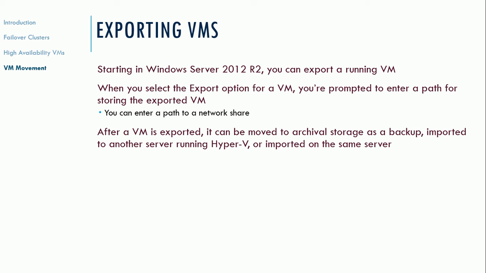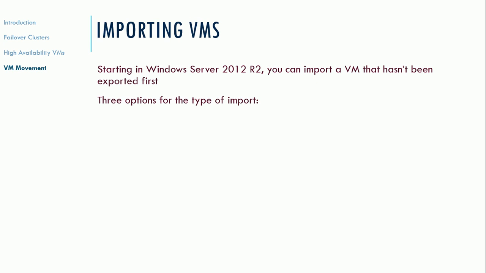So after the VM is exported, it can be moved to archival storage as a backup. You can import it to another server, or you can import it to the same server if you want. But when you import, there's really three ways that you can do the import. One is you can register the VM in place, which uses the existing unique ID. So that's option number one.